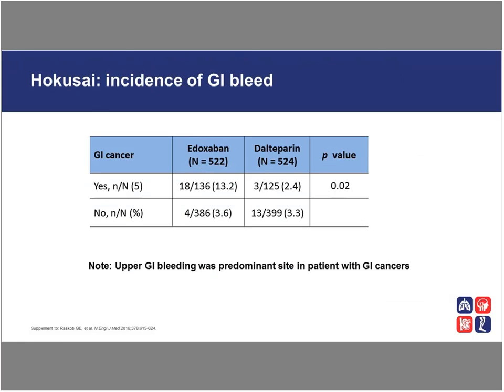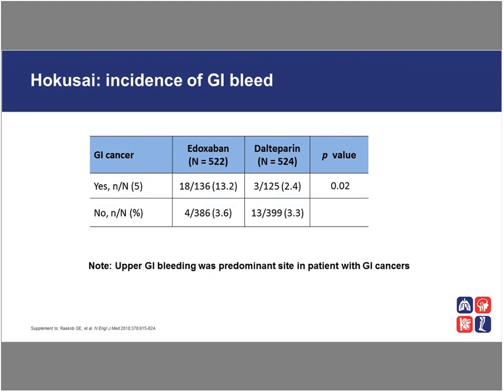In the Hokusai Cancer VTE study, when they looked specifically at the types of bleeding and where most of the major bleeds were occurring, they were in fact GI bleeds as compared to any other type of bleed, such as intracranial bleeding, for example. And when they looked specifically at who was getting these GI bleeds, there seemed to be a predominance of GI bleeding in patients with GI cancer.